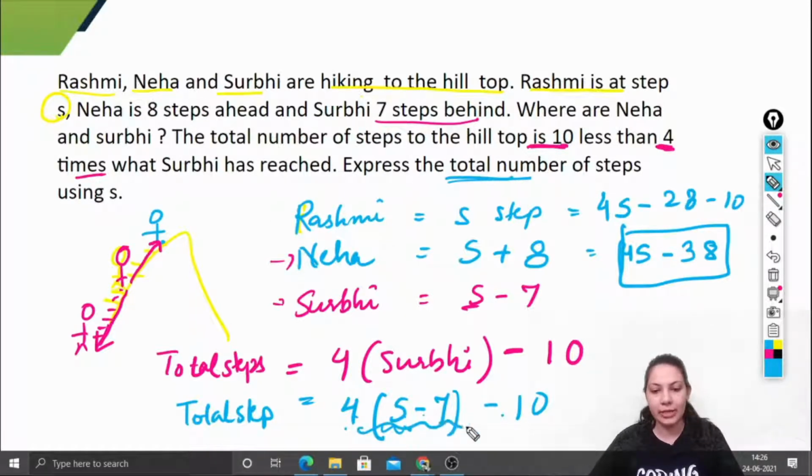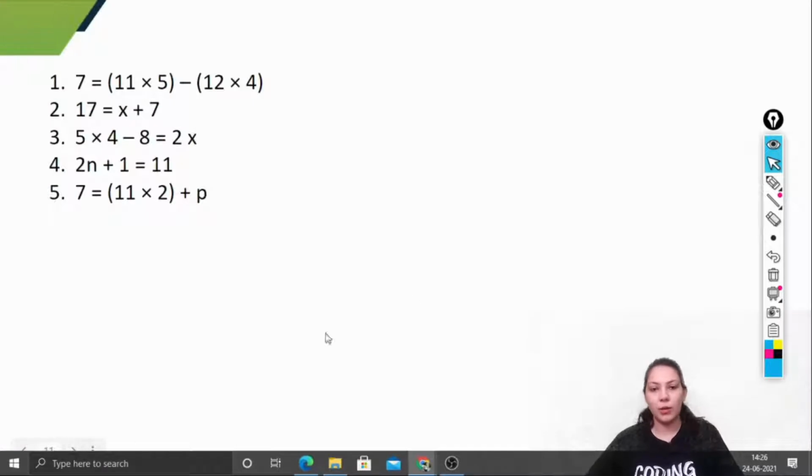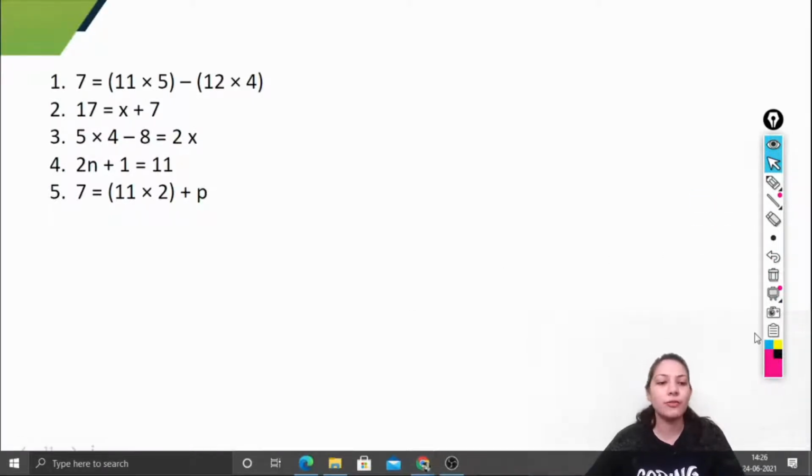We have simplified this expression. If you have any doubt, let me know in the comment section. Let us erase this and move to our other part. Now, the other question. These are the questions based on the concepts of equation.